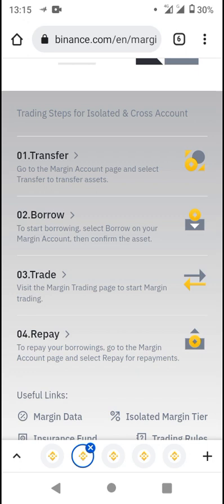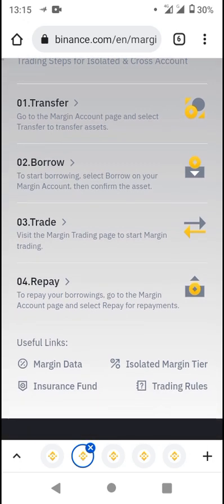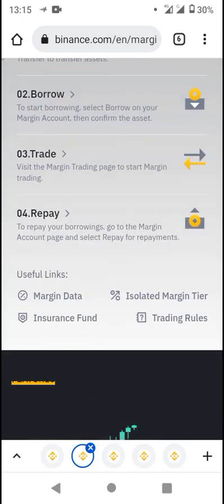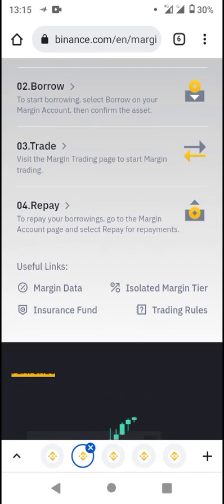You can transfer your funds. You can go over to your spot wallet to transfer your funds to your margin account page and transfer your assets. You can also decide to borrow on the margin account and then confirm the asset you want to borrow. You can click on trading to kickstart your trading journey, and you can also click on the repay function once you're done trading.